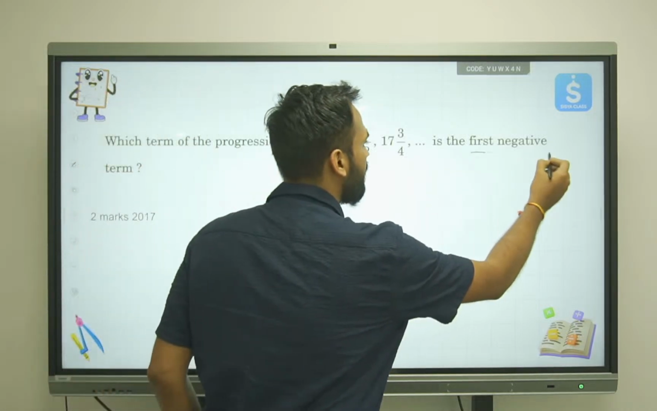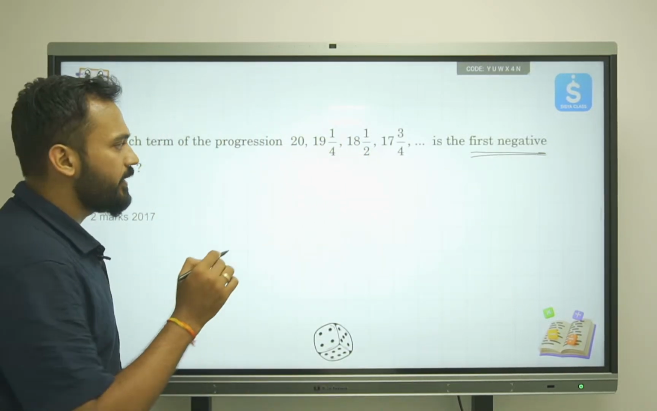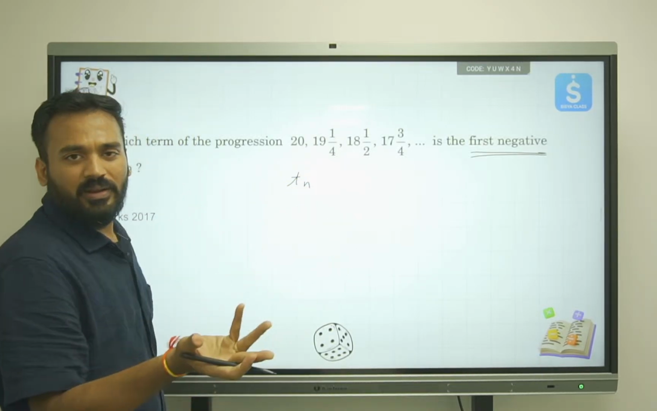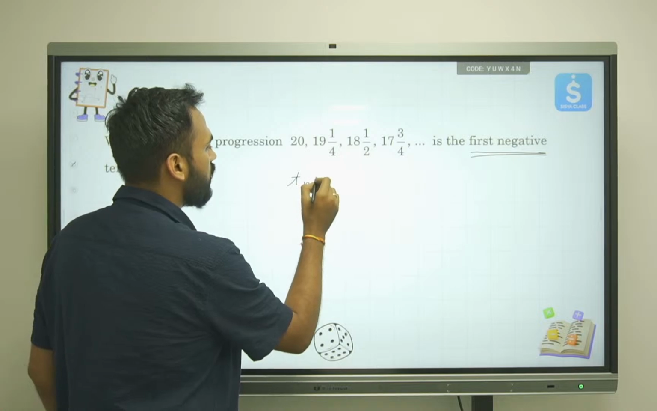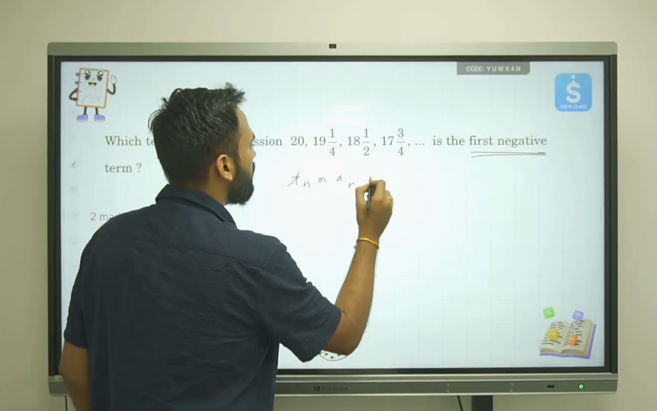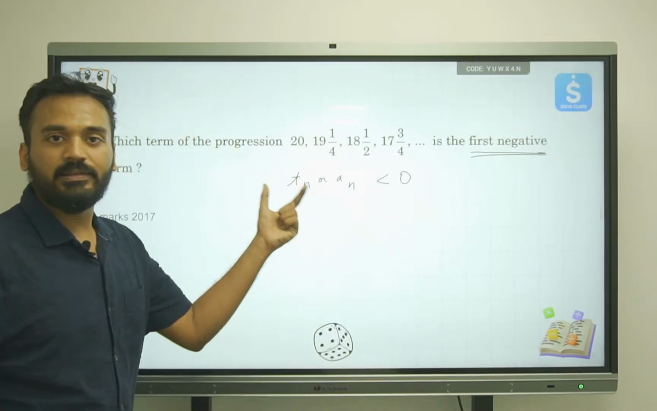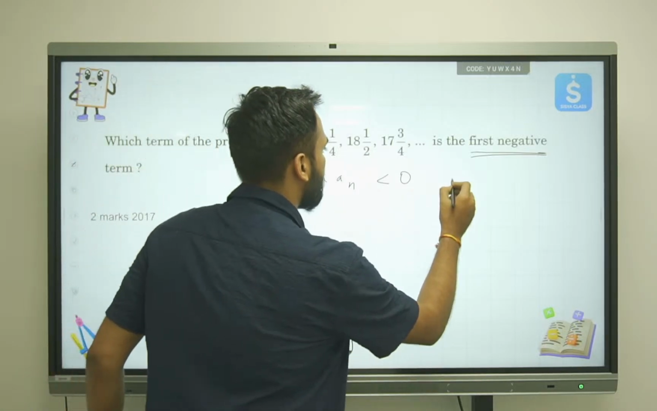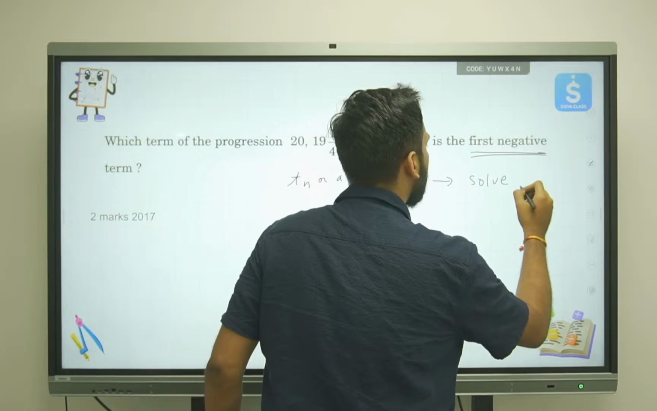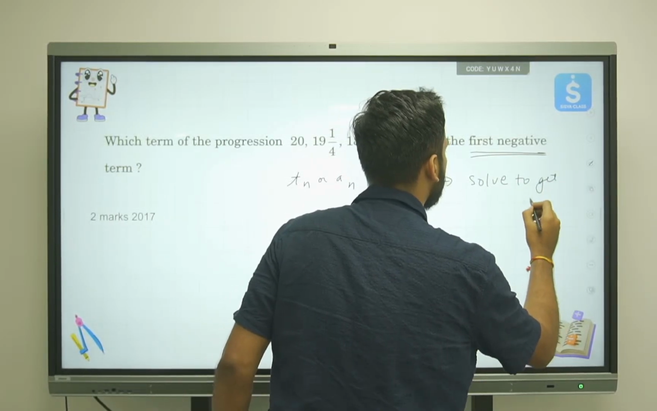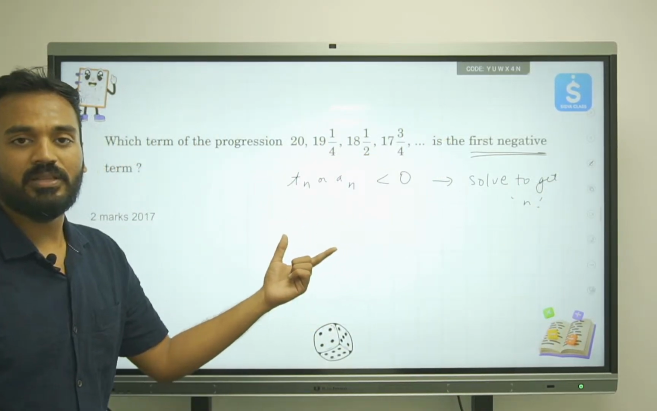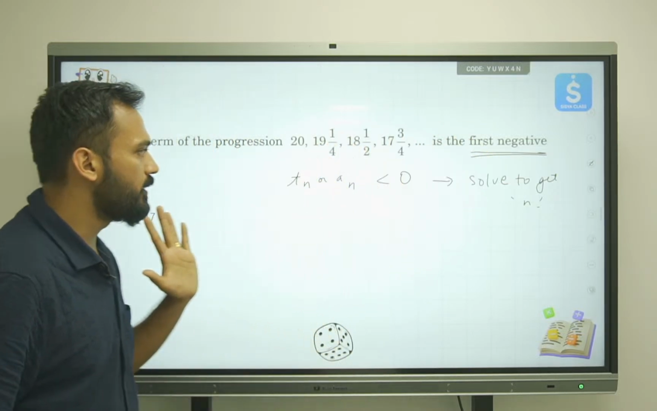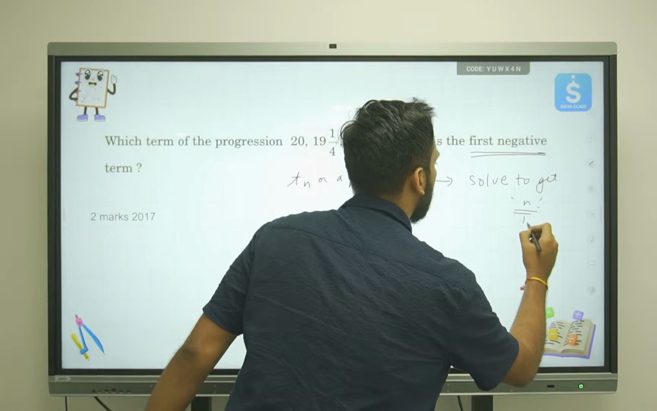Whenever you are given a question like this, you always write down: we need to find out when the term Tn, or An, whichever we use, should be less than 0. When does this happen? For this condition, solve to get n. Whatever n you get will give you the answer for which term will be the first negative term. Clear?